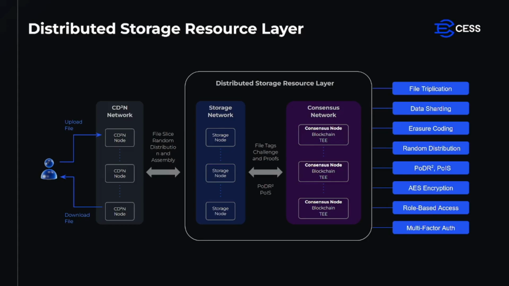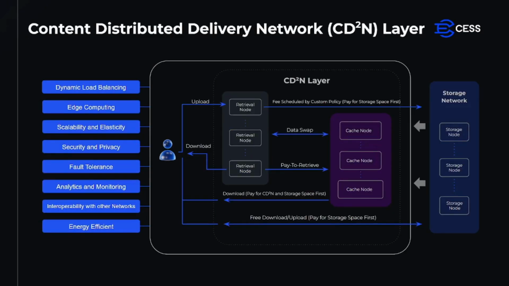Additional computations are performed on the file segments to generate file tags, which are used for CESS proof of data reduplication and recovery, as well as for the proof of ideal space mechanism, which ensures storage nodes fulfill their commitment by providing storage space and storing users' data. Furthermore, this layer also integrates AES encryption for storing private data and provides role-based access with multi-factor authentication to the stored data. Next, let's explore the Content Delivery Distributed Network, or CD²N layer.